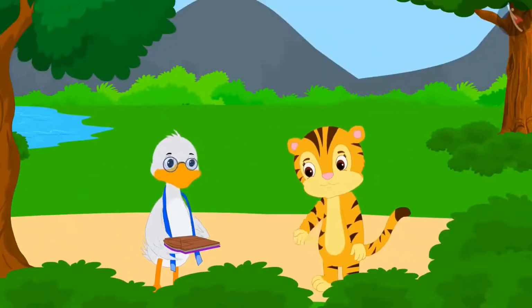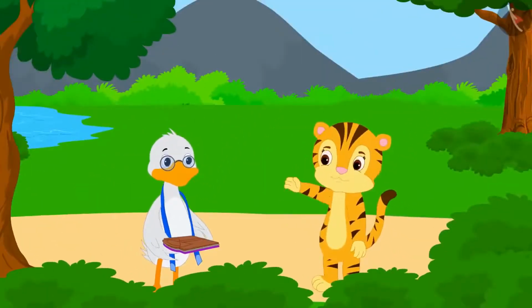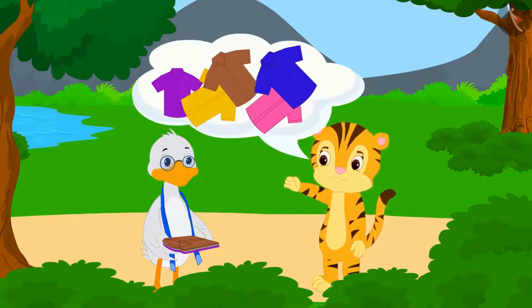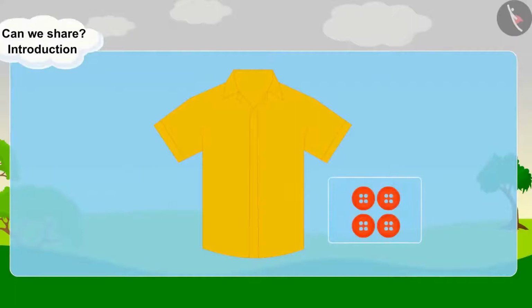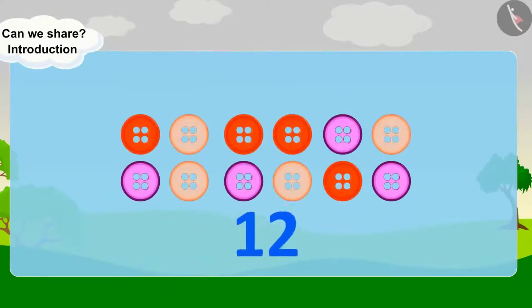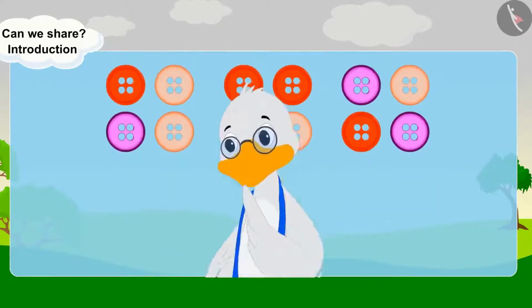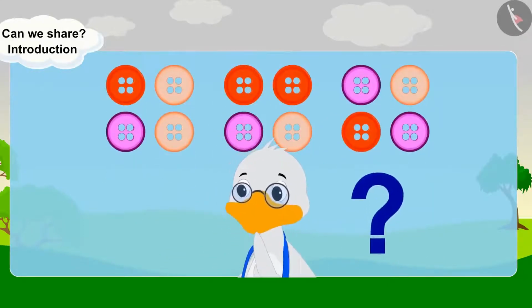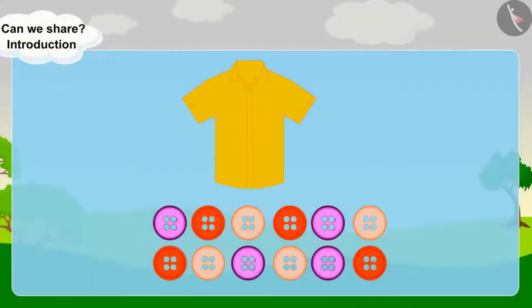Sher Khan's mother asked Badbole tailor to make some shirts for Sher Khan's special friends. The tailor attaches 4 buttons to each shirt. He has 12 buttons. Let's see how many shirts will he be able to put buttons on?